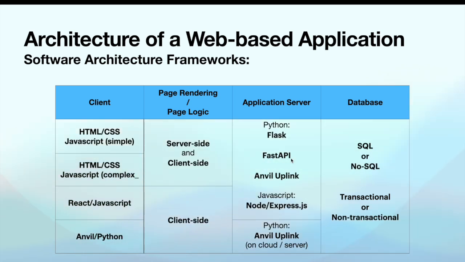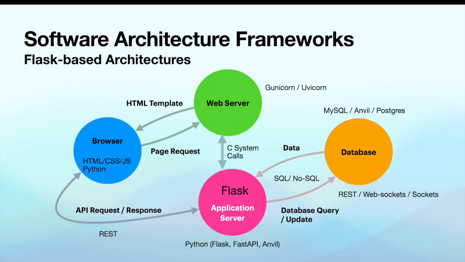Flask first? Absolutely. Flask-based architectures are a very common setup for Python web development. Flask itself is a Python framework, and it can be used alongside other Python frameworks like FastAPI or Anvil. It's super versatile. Flask, okay. So how does a Flask application typically work? In a Flask-based application, the browser makes page requests to the web server, which often uses Gunicorn or Uvicorn as a WSGI server. The web server then passes the request, via local system calls using the CGI protocol, to the Flask application server. It's a very established flow.